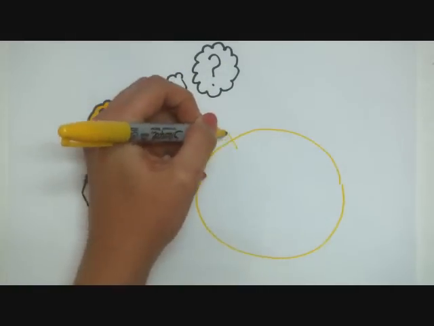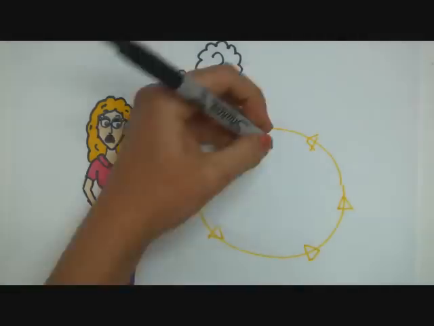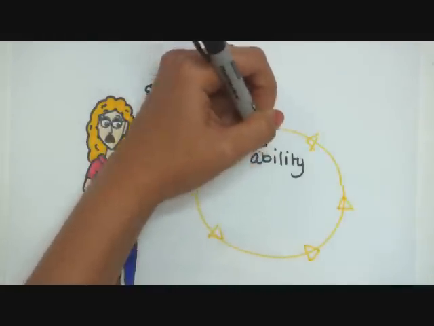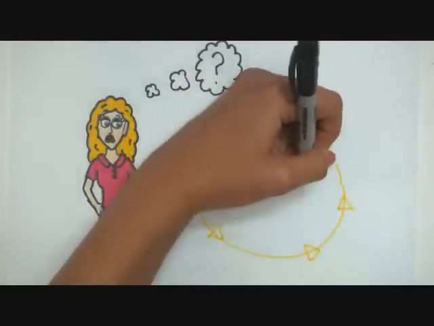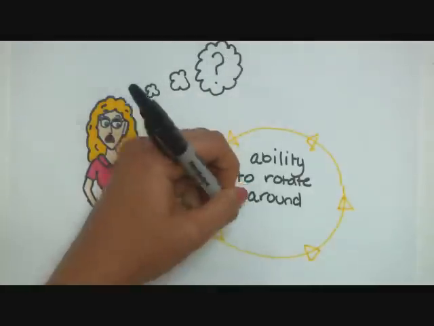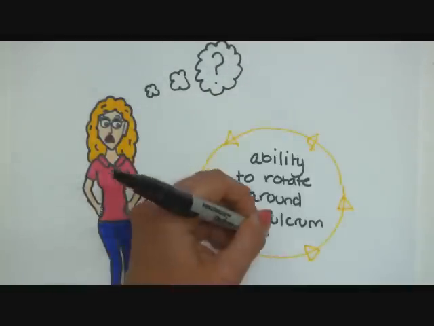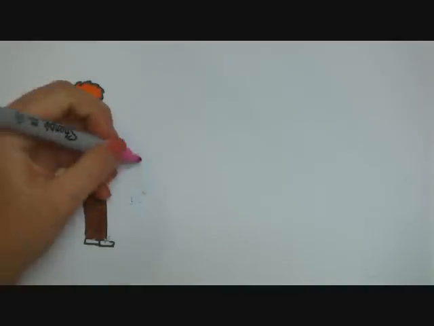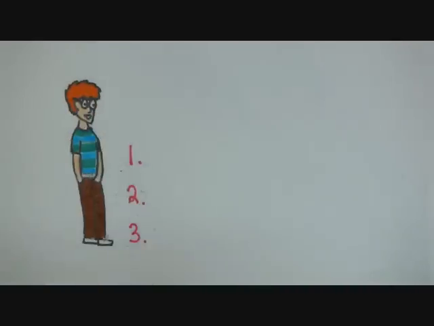You're probably wondering, what exactly is torque? Well, torque measures the ability of a force to rotate an object around a pivot point. Torque depends on a force and a lever arm, and this can be broken down into 3 different parts.